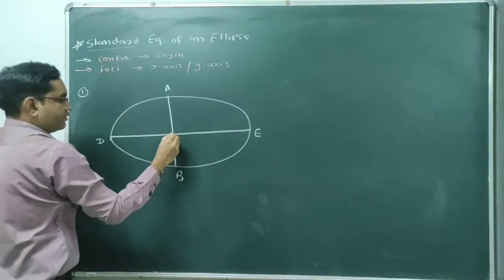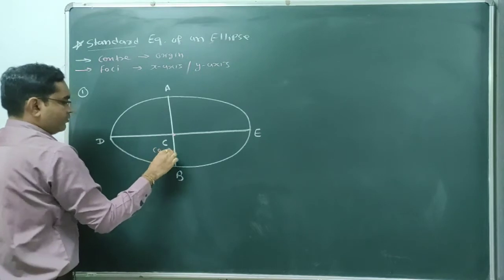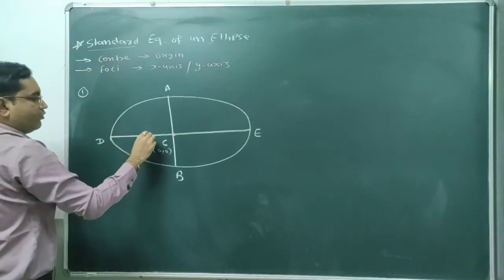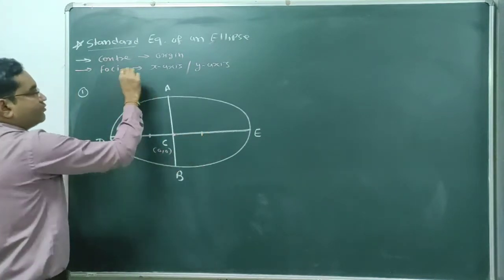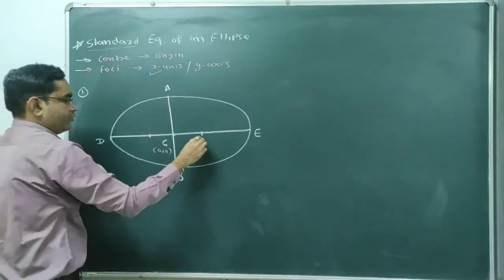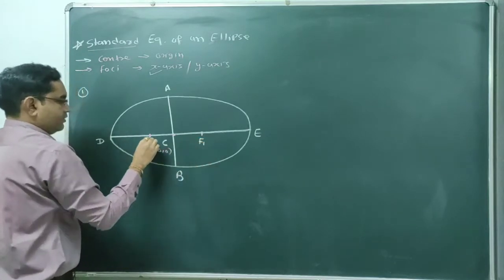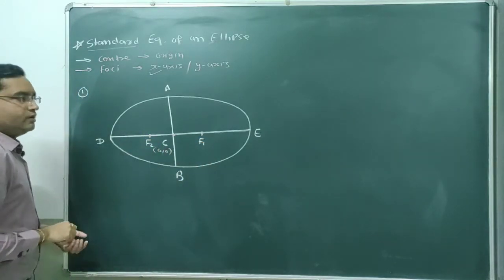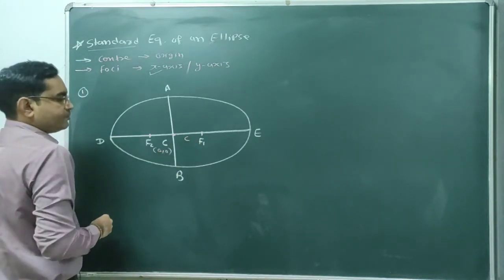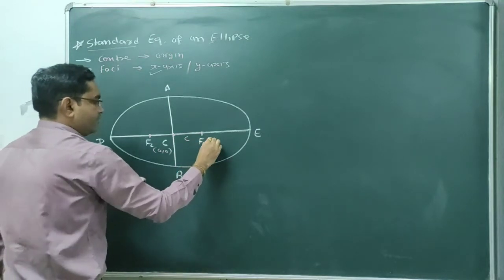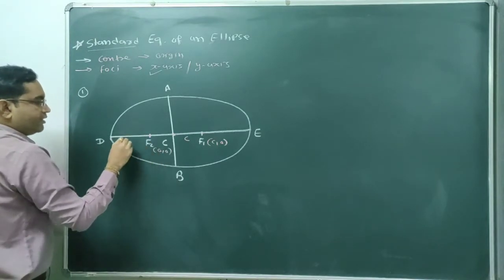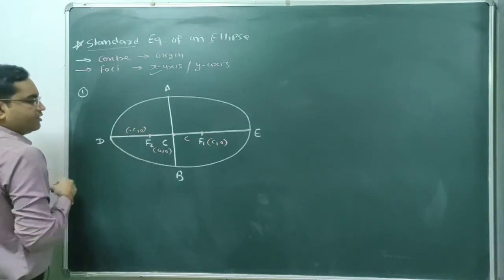Center of ellipse must lie at origin. So coordinates of the center C are 0, 0. Now second case, our foci, that means both the focus point F1 and F2 must lie on x-axis. So first case, here foci lies on x-axis. This is point F1 and this is point F2. Done. Focus length is small c. So coordinates of this focus point 1 can be c, 0 as it lies on x-axis, and this focus point F2 coordinates are minus c, 0. Done.